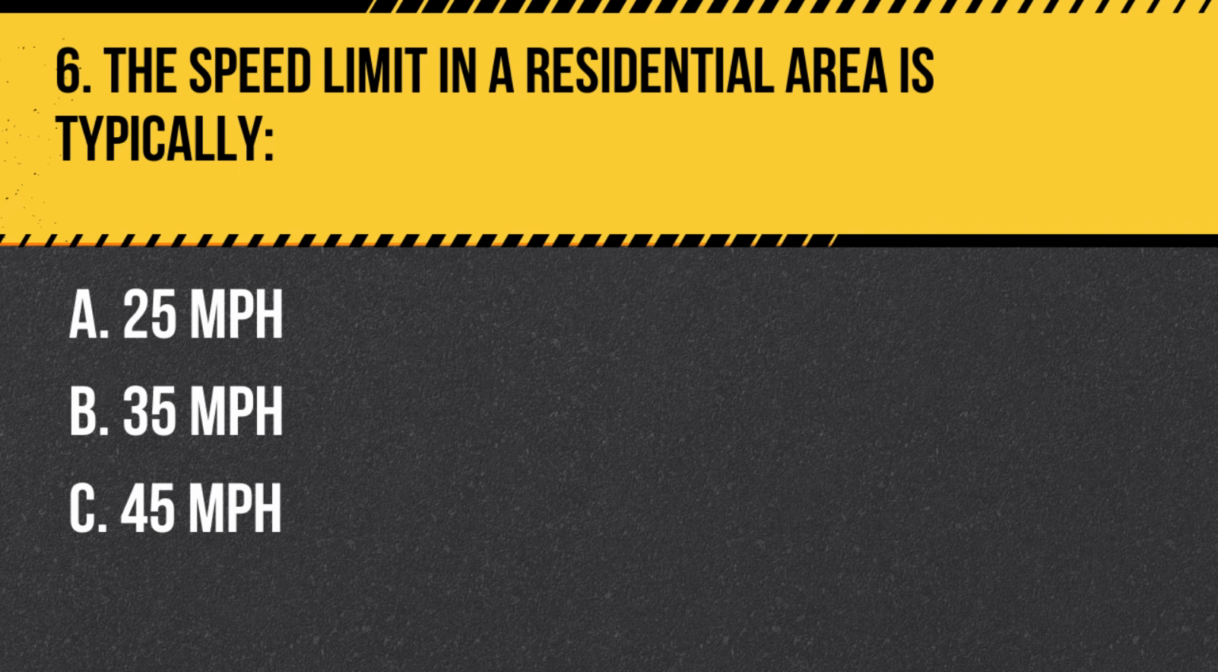Question 6. The speed limit in a residential area is typically A. 25 miles per hour. B. 35 miles per hour. C. 45 miles per hour. Answer. A. 25 miles per hour. The speed limit in residential areas is typically 25 miles per hour, but always obey posted speed limit signs.